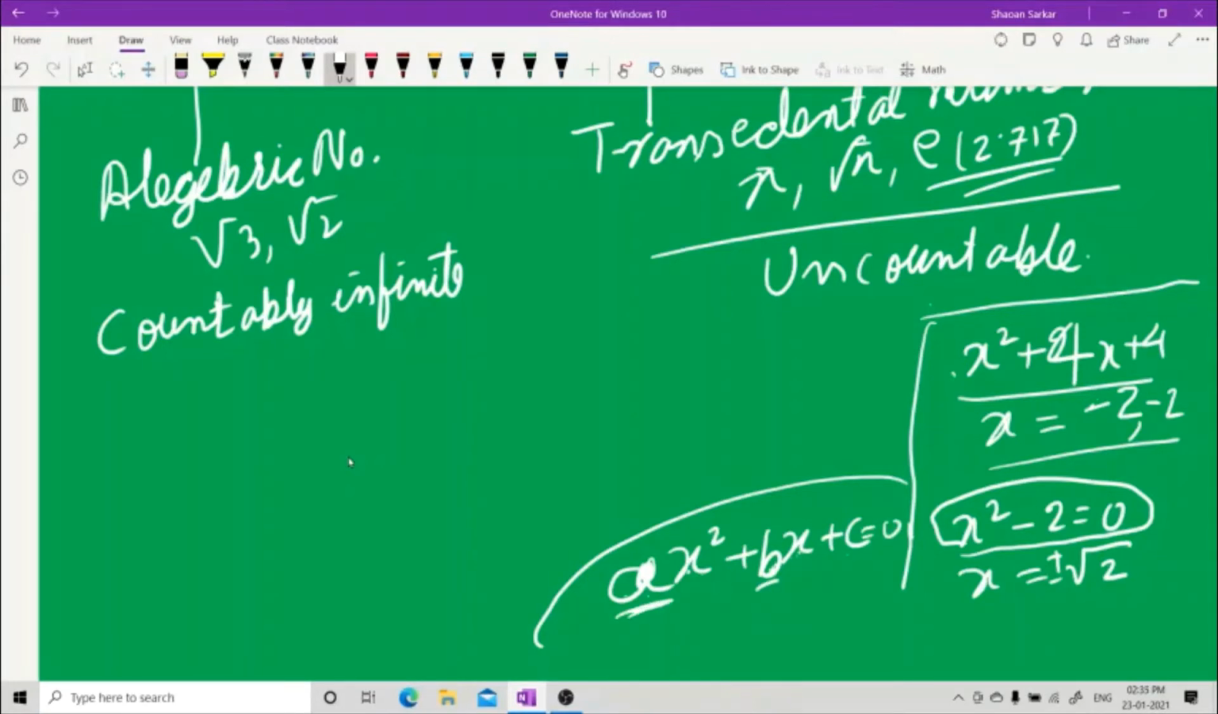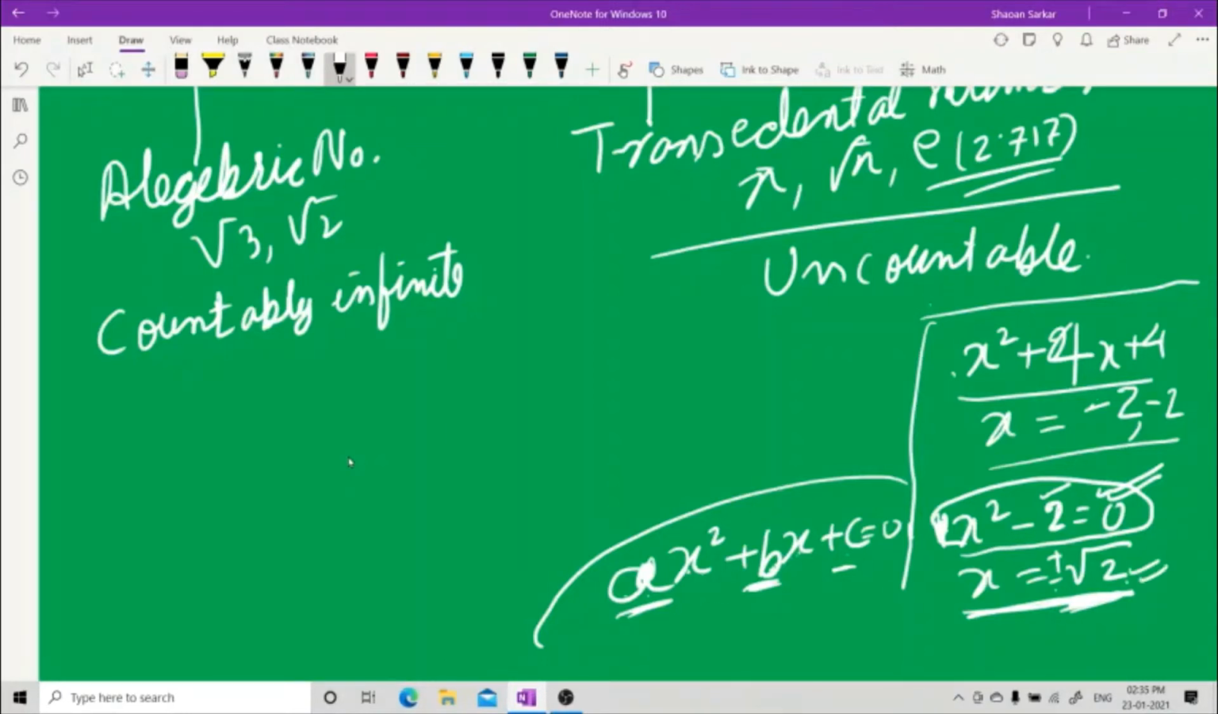Now these coefficients must be rational. That means this solution x equals under root 2, whose solution is it? It is the solution of a polynomial equation having rational coefficients. This solution, plus minus under root 2, is a solution of a polynomial having rational coefficients. 2 is rational, and here the x square coefficient is 1, which is rational. So this is an algebraic number.